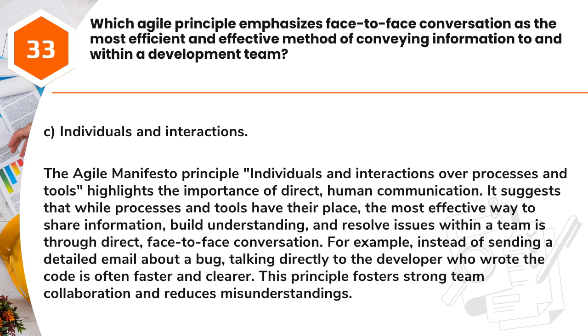Answer: C. Individuals and interactions. The Agile Manifesto principle, individuals and interactions over processes and tools, highlights the importance of direct, human communication. It suggests that while processes and tools have their place, the most effective way to share information, build understanding, and resolve issues within a team is through direct, face-to-face conversation. For example, instead of sending a detailed email about a bug, talking directly to the developer who wrote the code is often faster and clearer. This principle fosters strong team collaboration and reduces misunderstandings.